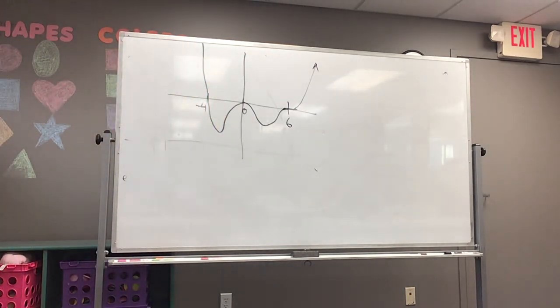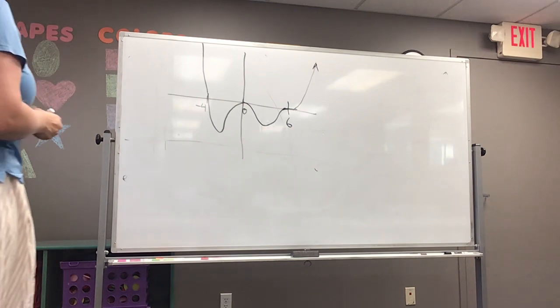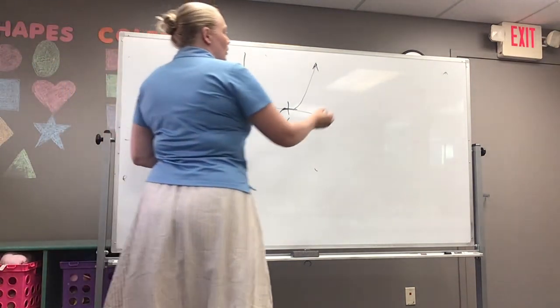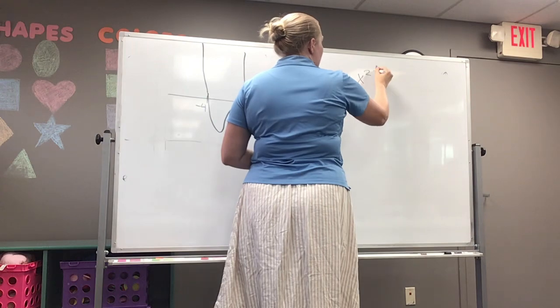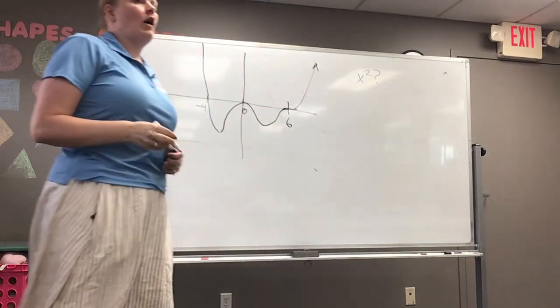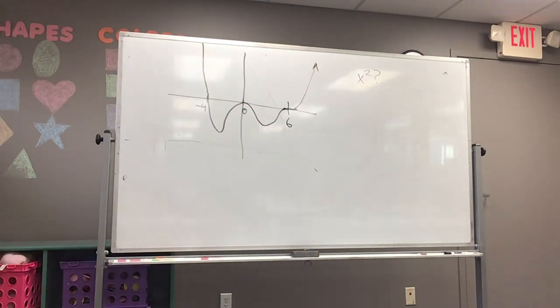The question is, what is the lowest possible degree equation that could create this graph? What would the function need to have? And so, would x squared be enough? What would all the pieces be that you need in order to create this function?